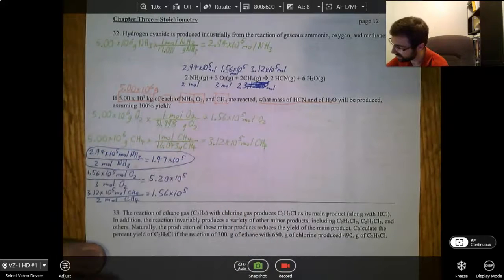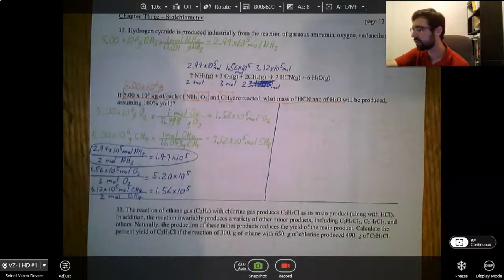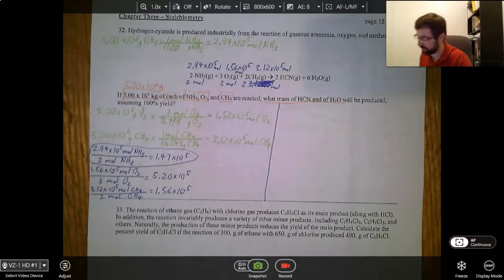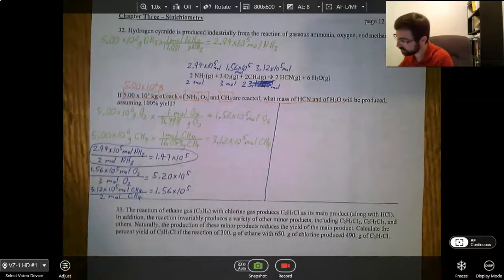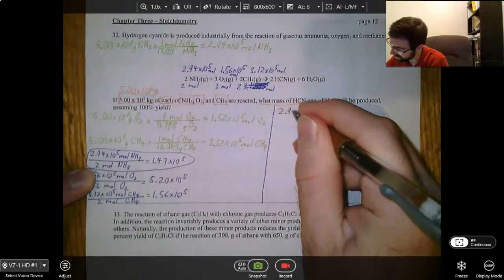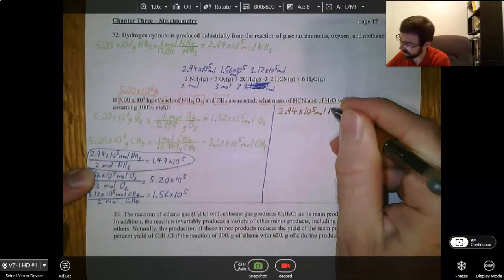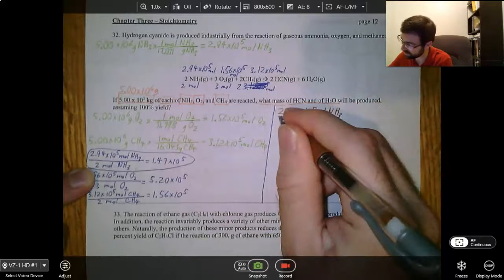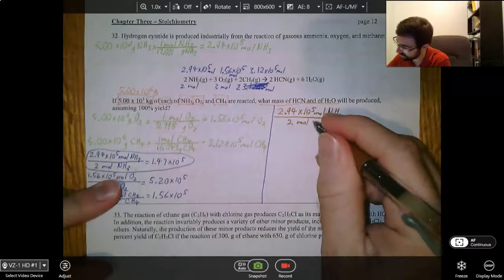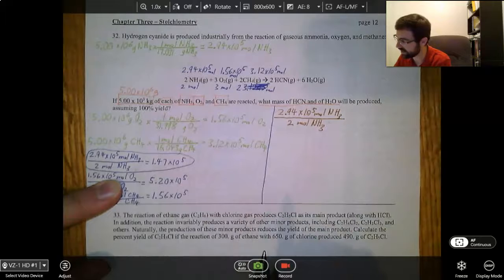Okay, now let's go over here, and I'm going to switch color again. Let's do brown. All right, I'm going to take that one, 2.94 times 10 to the 5th moles of NH3, since that's my limiting reactant, so that's going to tell me how many moles I get out of whatever I'm looking for. I've got to do this twice, so I'm going to start by finding moles of HCN, and then I'll find moles of H2O.